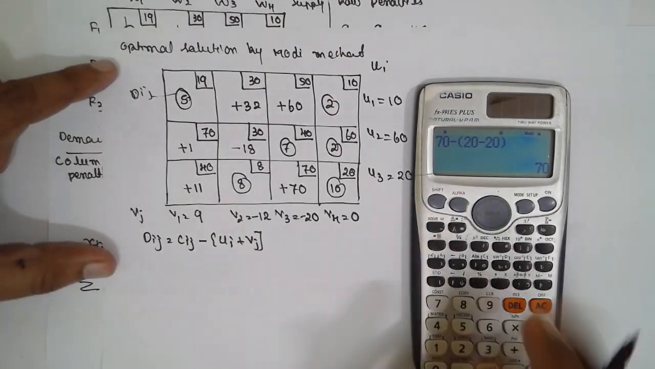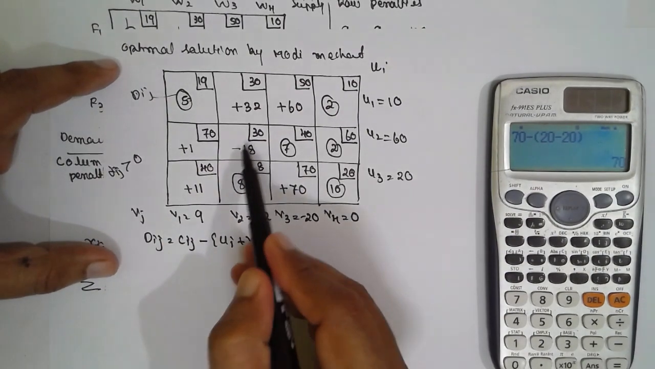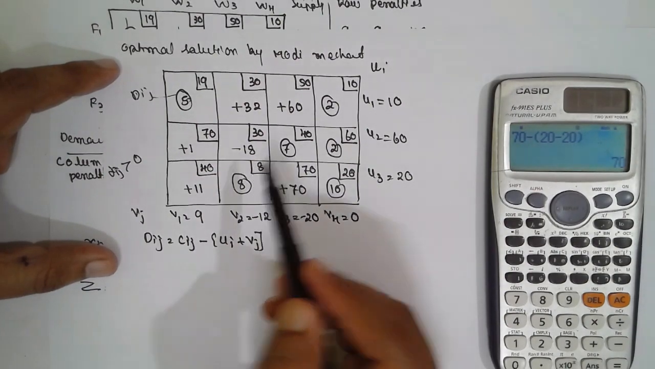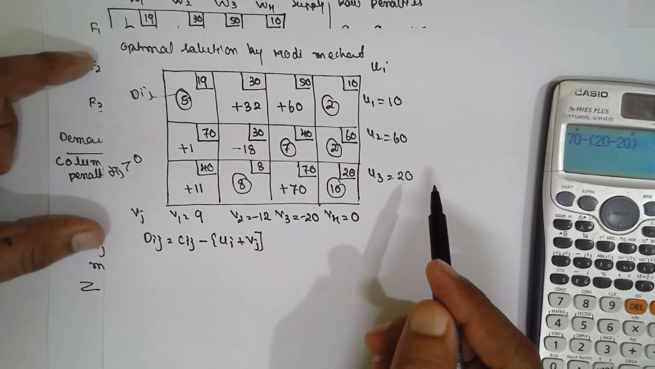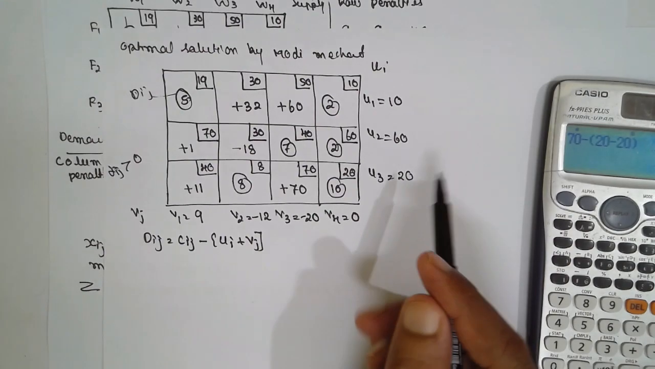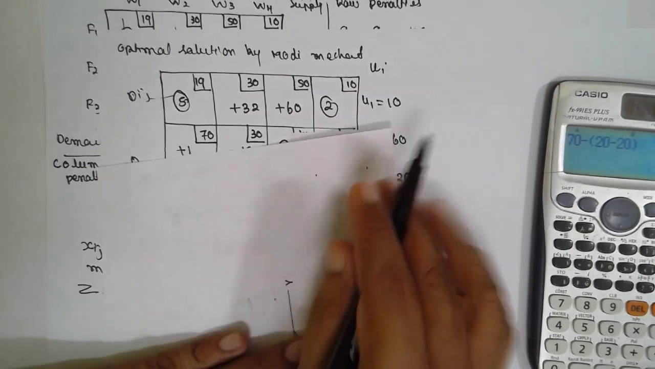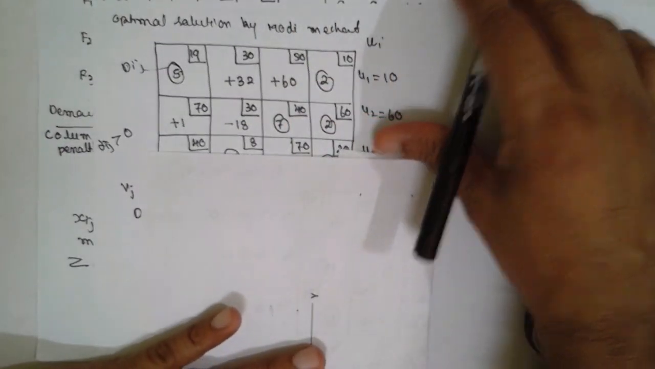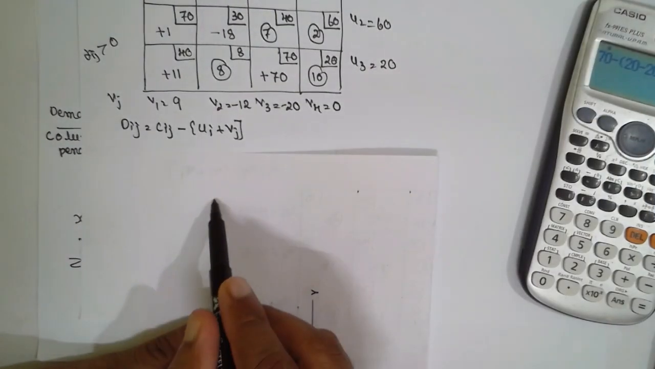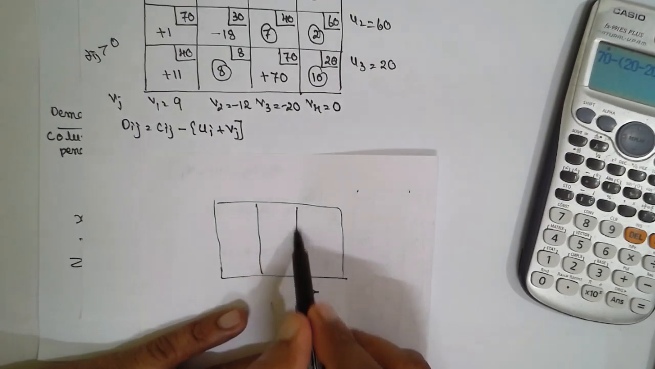But here d_ij is not greater than or equal to 0 because a negative sign appears here. We have to eliminate this negative sign. How to eliminate? By using the closed loop concept. Now what is meant by a closed loop? This is what we refer to as a closed loop. This is the solution we have obtained. We have to obtain a closed loop here.